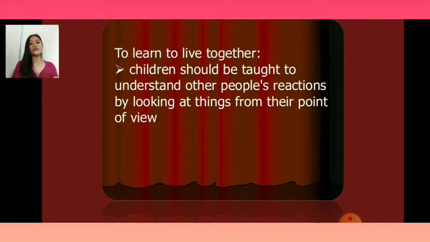Okay, so to learn to live together, children should also be taught to understand other people's reactions by looking at things from their point of view. So in the classroom, you should teach the children to understand their classmates and other people, their opinions and ideas, and those of the people around them. By looking at things from their point of view, that is how you will respect that this is his or her point of view.